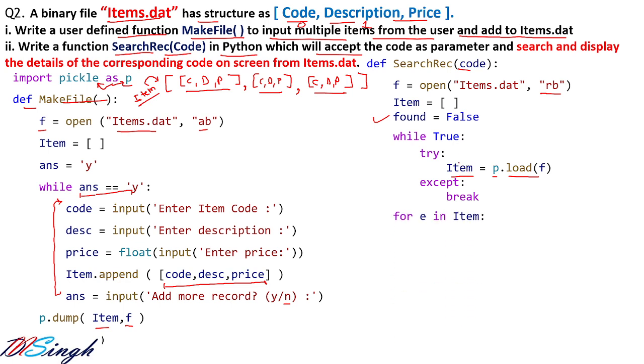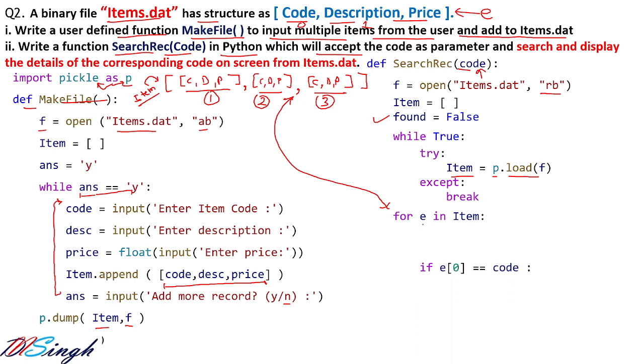Now this item list is something like this. So we are going to iterate here using this for loop over this list item by item. So the first time e will have this, next time e will have this, next time e will have this record. It is going to move one element by one element. Now what will e look like? This is going to be the structure of e. E will have the code, description and price for each item. Now we are going to compare this code, which is supplied in the argument, with the code which we have inside the e record for each iteration.